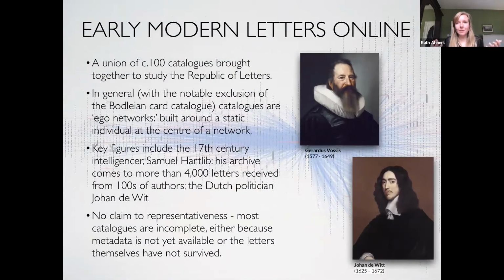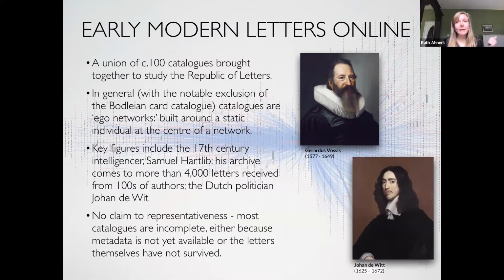Now, the two data sets we're merging come from really different origins. So Early Modern Letters Online is a modern meta archive, driven by the desire to study the Republic of Letters. So it includes key figures such as Samuel Hartlib, the 17th century intelligencer who saw himself as a hub for knowledge exchange, and many key Dutch intellectuals and politicians, including over 8,000 letters from the archive of the Dutch politician Johan de Witt. But despite its size, this dataset is still partial and therefore makes no claim to being representative in the global sense of the Republic of Letters or early modern communication.